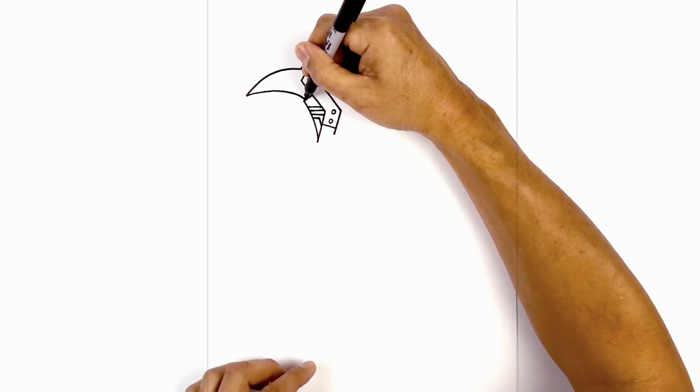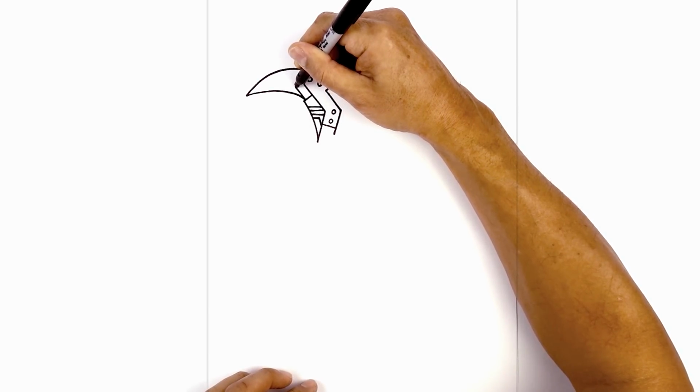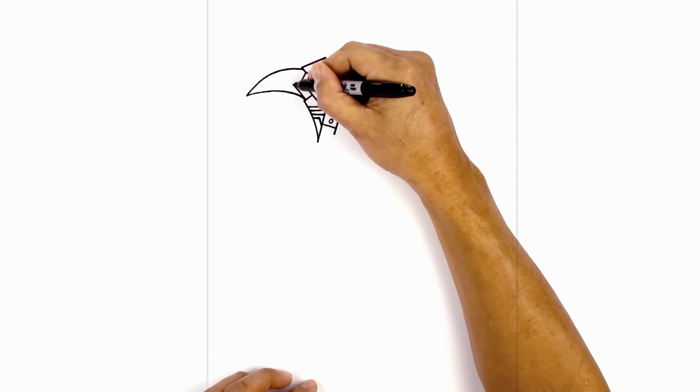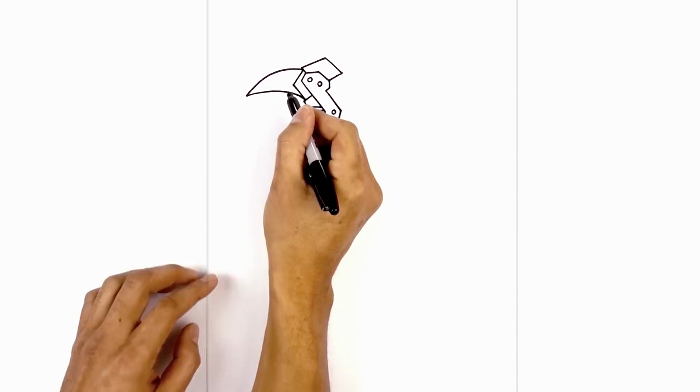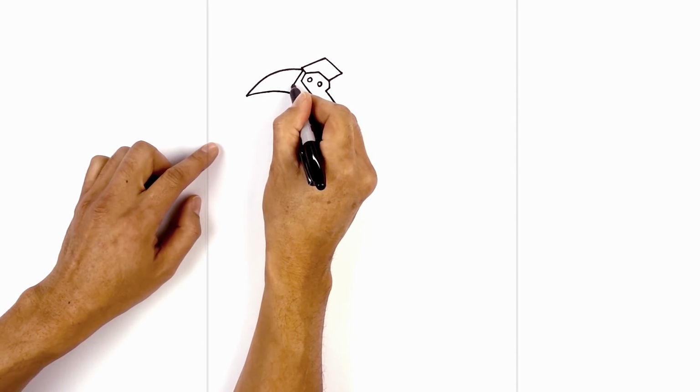Now from that same point I'm going to follow this angle, going up to right about there. From here I'm going to angle up towards the inside. Now from that point I want to curve and just meet up with that center point on the outside.